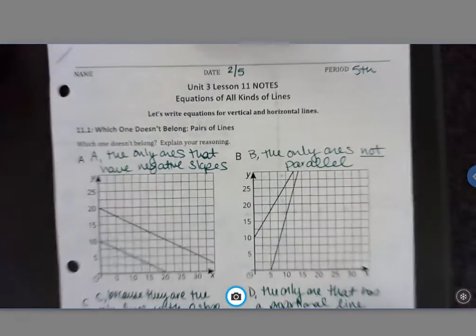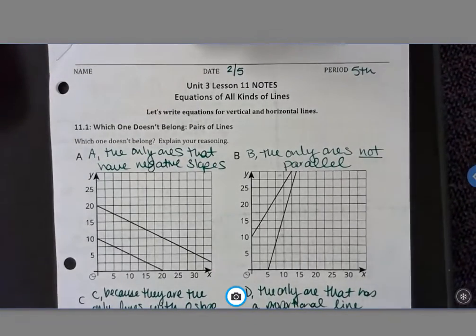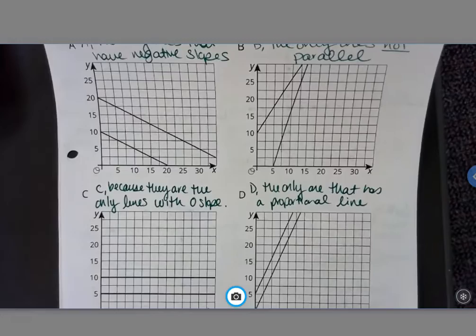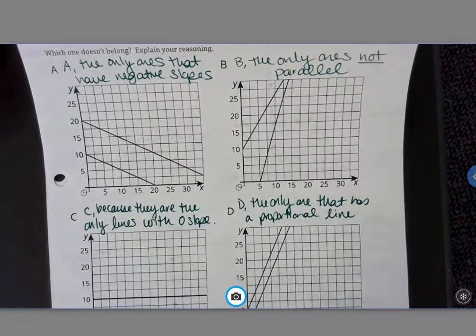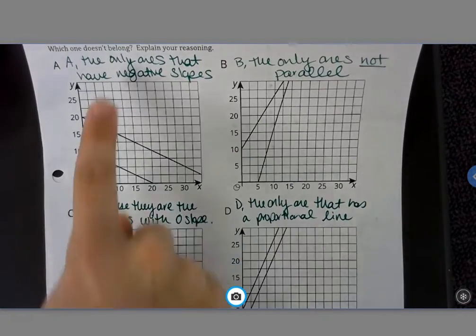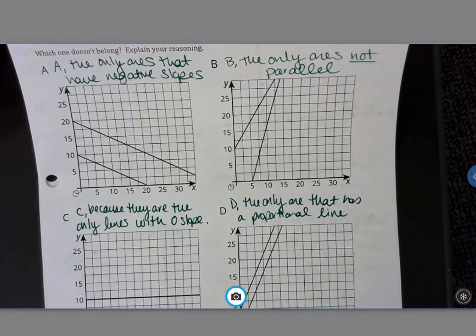Yesterday we started doing the notes over lesson 11. On the warm-up, we figured out which graph didn't belong. There were reasons why all four of them didn't belong, so there was no right or wrong answer. The key thing was that you were able to explain why one of them did not belong. Okay?